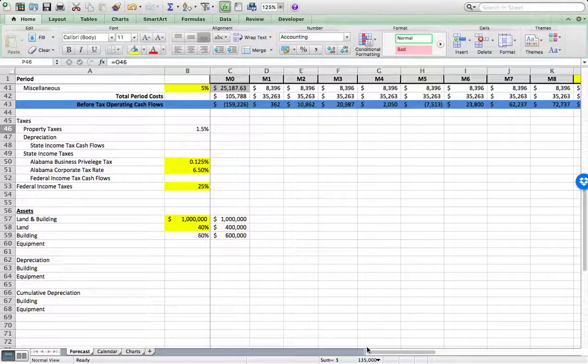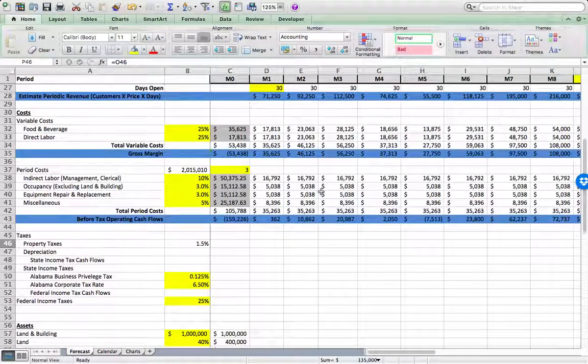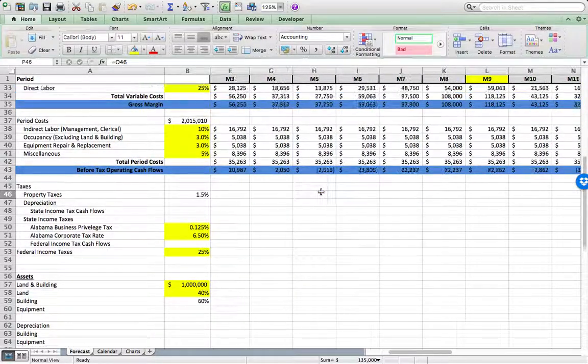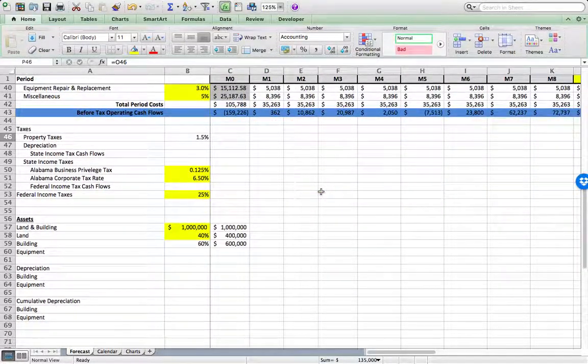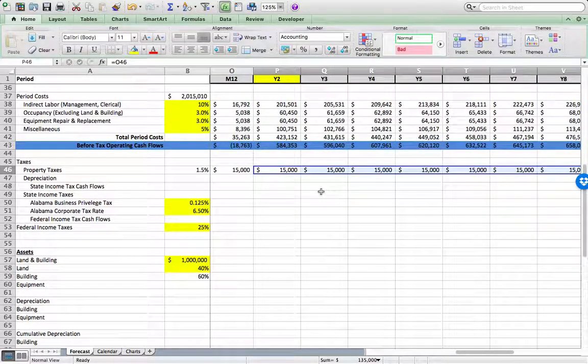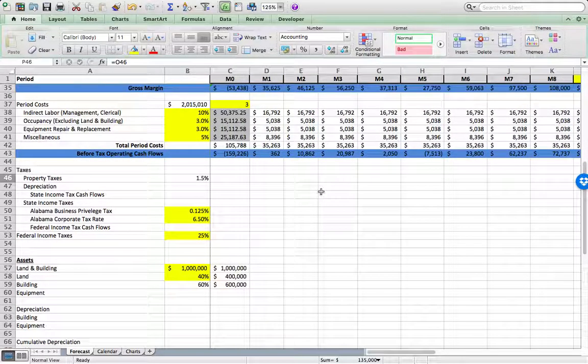I could have put it up in the periodic stuff, but it's not really periodic the way that other things are that have monthly amounts. This only happens once a year. So I just feel like this is an easier way to model it. So there that property tax is.